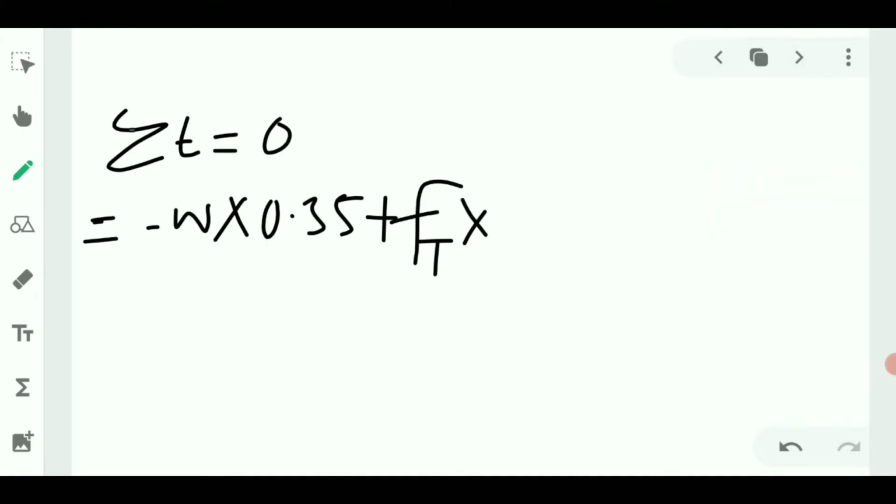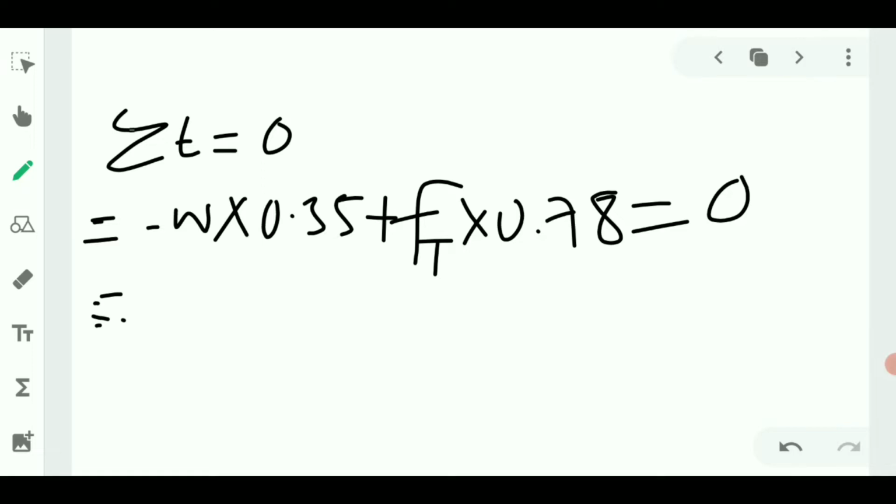Converting centimeters to meters, that will be 0.78, and the summation of these torques will be equal to 0. Now the weight is simply given by mg, and the mass that is given is 15 kilograms. The gravitational acceleration is 9.8, and that will be multiplied by the distance from the pivot, which is 0.35.